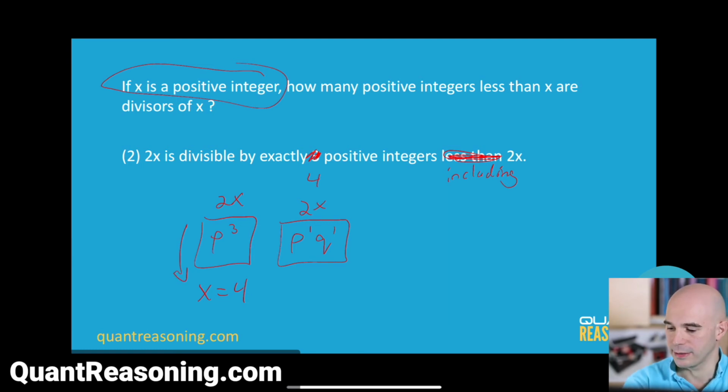What about the other case? If 2x is p times q, where those are both prime, one of them is 2, and the other of them is x. So what can we infer about x from here? X is some prime number. Which prime number? I don't know. So the inference we can make from statement 2 is that x is either prime or 4. Now if it's prime, how many divisors would it have less than itself? 1. And if it's 4, how many divisors would it have less than itself? 2. And that's why statement 2 is not sufficient on its own.